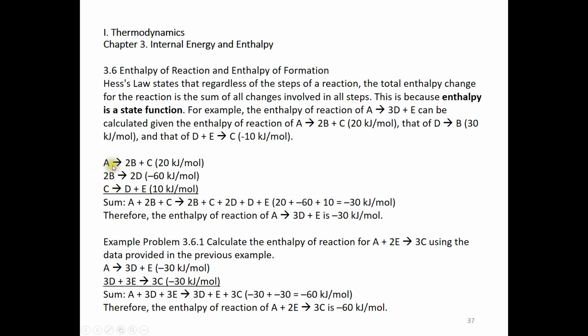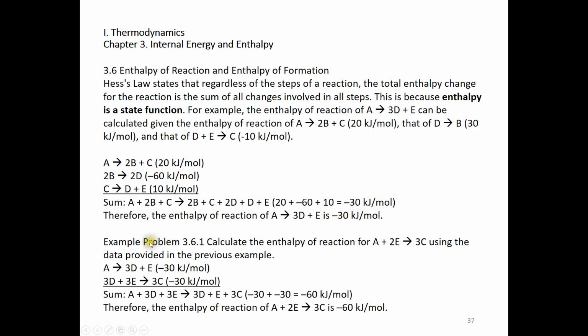Now if we add up the left hand side, it's A plus 2B plus C. We add up the right hand side: 2B plus C plus 2D plus D plus E. And now the total enthalpy of reaction is going to be 20 minus 60 plus 10. The result is negative 30 kilojoule per mole. And if we look at this chemical equation, we have 2B on the left and the right, and we have C on the left and right. We can combine these two. Therefore, we get A to 3D plus E. The enthalpy of reaction is negative 30 kilojoule per mole.